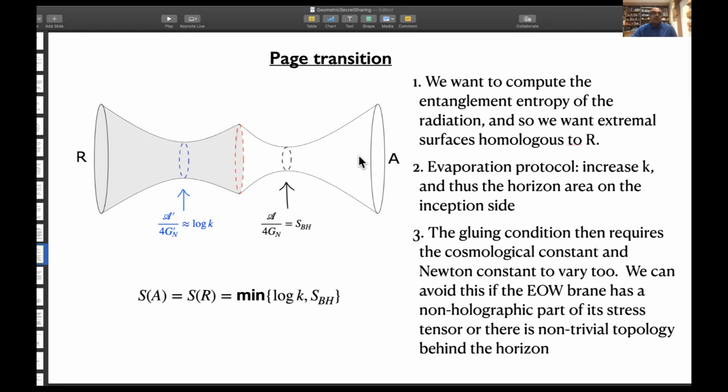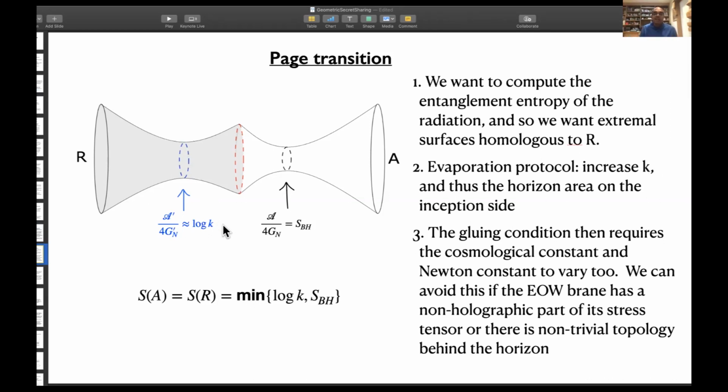Now, according to our extended Ryu-Takayanagi prescription, if you want to compute the entanglement entropy of the radiation, or for that matter, the original CFT, what do you do? You look at all surfaces homologous to the region of interest in either part of the geometry, and you pick the smallest one. So we have two pieces here: we have the original black hole entropy, and we have the area over 4G Newton of the inception horizon, which is log k. K, remember, was the parameter counting the entropy in the Hawking quanta. And our evaporation protocol is you start with small k, so there hasn't been much radiation, and you keep increasing it so that the horizon area on the inception side increases.